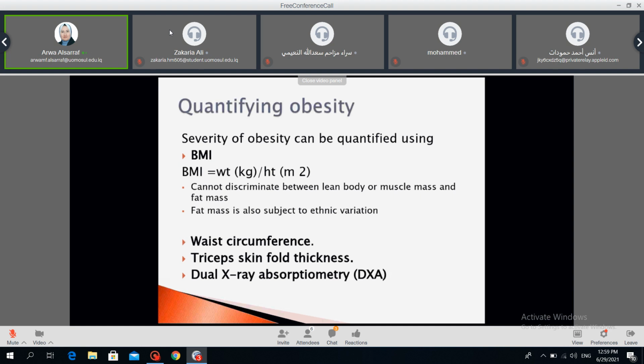The body mass index usually is taken just by معادلة بسيطة تساوي الويت بالكيلوغرام over the height in meter square. The problem of the body mass index is that it cannot discriminate between lean body or muscle mass and fat mass. And there is variability of fat mass distribution according to ethnic groups.